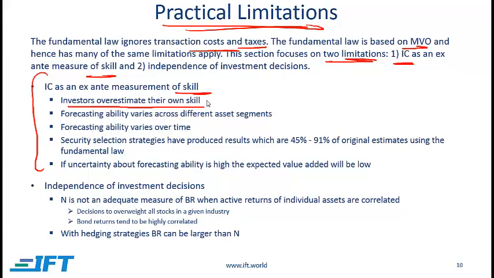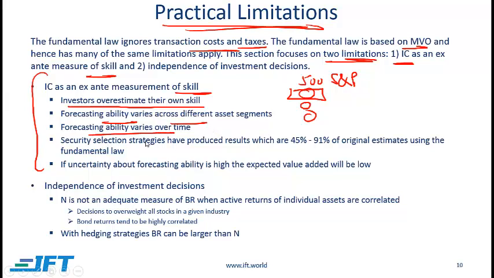In terms of the first one, the information coefficient as an ex-ante measurement of skill, sometimes investors overestimate their own skill, so this is a behavioral bias. Also, the forecasting ability varies across different asset segments. So if a particular manager is deciding on what weights to use on 500 stocks in the S&P 500, his expertise across all the different segments in here is not going to be the same. He might be more of an expert at picking technology stocks versus picking pharmaceutical stocks. But that distinction between the ability across different stocks is not properly captured in the information coefficient.